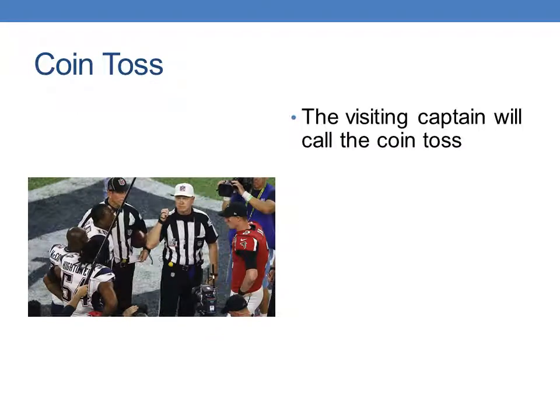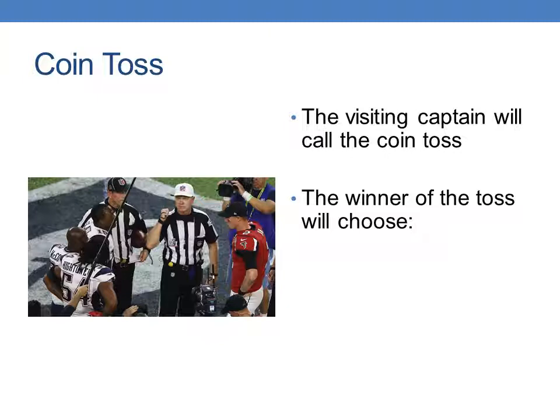For that coin toss, the visiting captain will call the toss. It should be the same captain that called the toss at the beginning of the game. The winner of that coin toss will choose either to start on offense, start on defense, or they'll choose the end of the field. And the end of the field that they choose is important because whatever is chosen at that coin toss time, that's the direction we'll be playing all overtime periods. So if they choose the south end and we play 5 overtimes, we will always play all overtime periods towards that south end. We will never ask again if we want to change ends of the field.